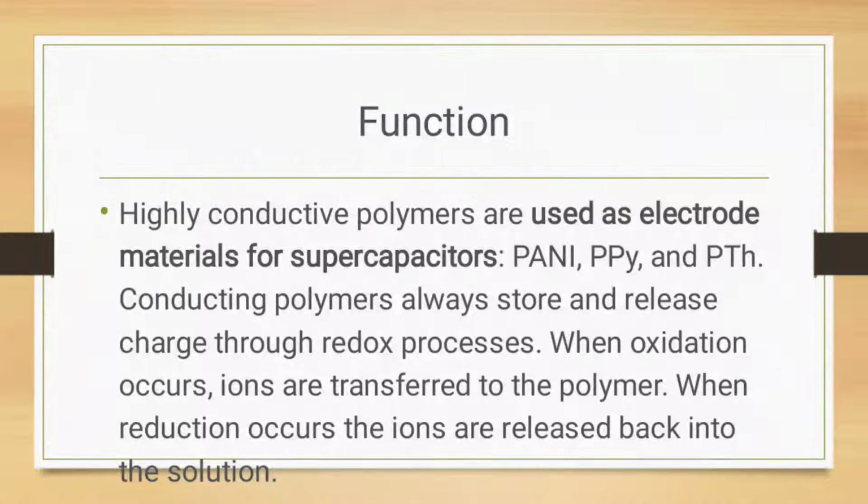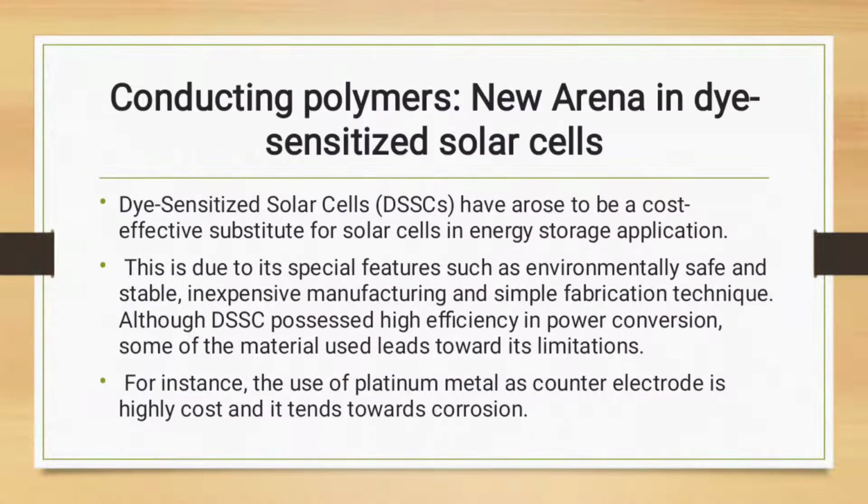So let's see. Highly conductive polymers are used as electrode materials for supercapacitors, like PANI, PPY and PTH. Conducting polymers store and release charge through redox processes. When oxidation occurs, ions are transferred to the polymer. When reduction occurs, the ions are released back into the solution.